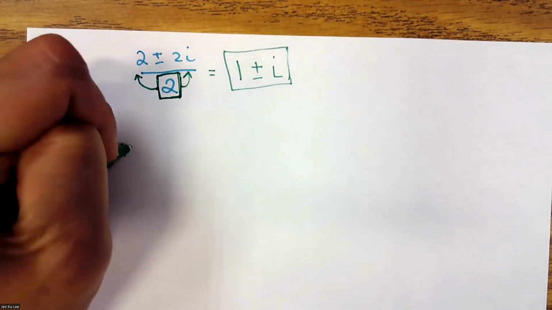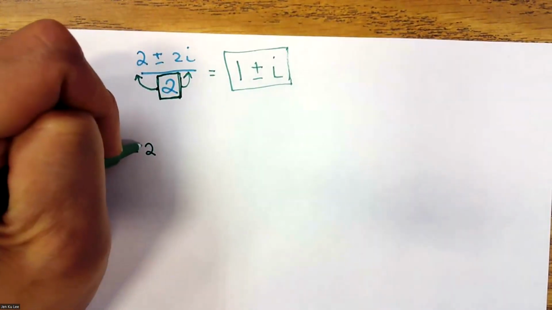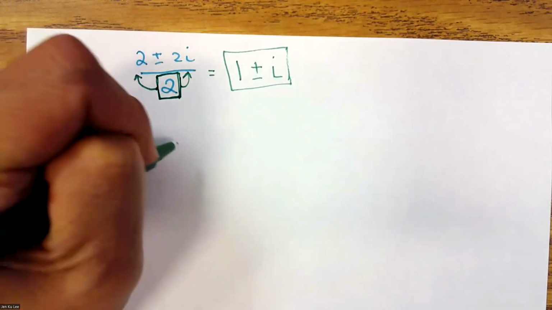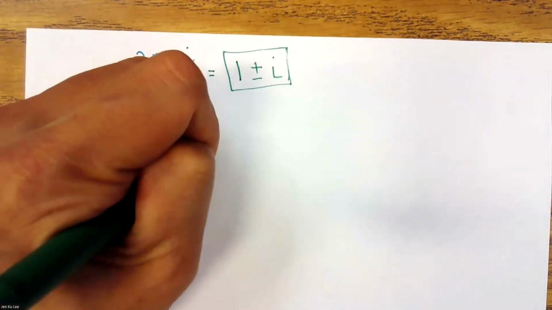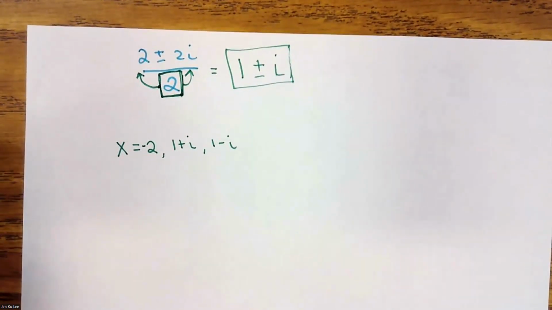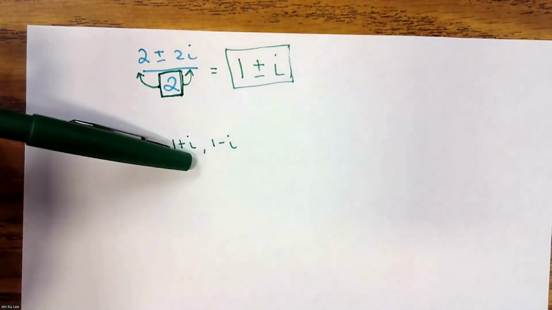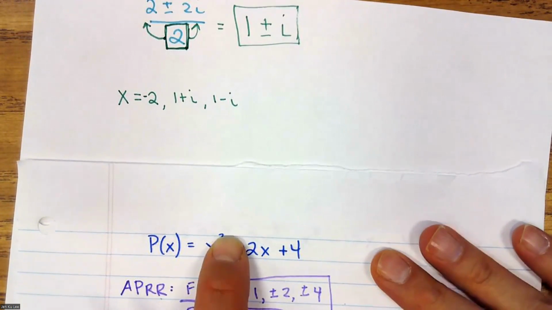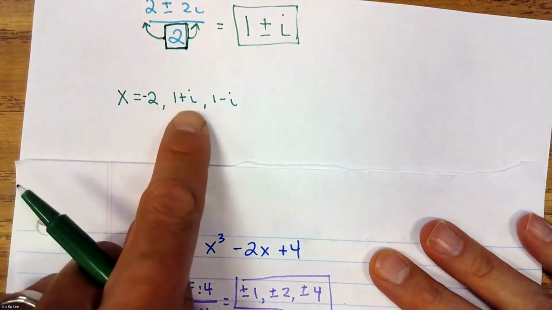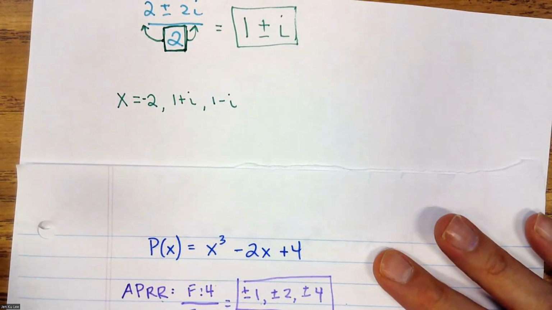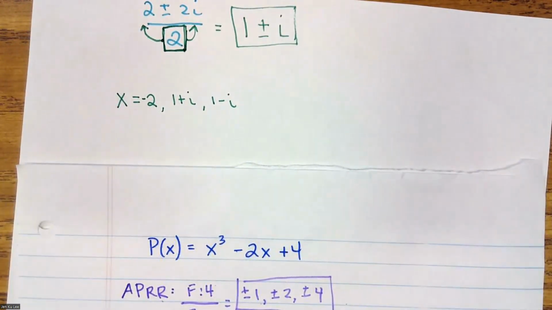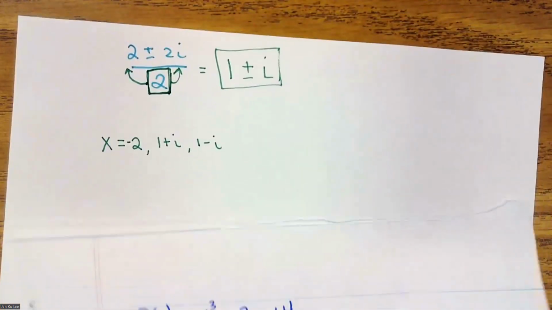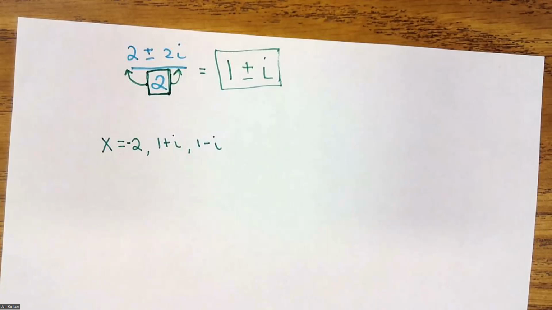So my zeros here are x equals negative 2, 1 plus i, and 1 minus i. Okay, there's 3 zeros: negative 2, 1 plus i, and 1 minus i. And check this out. The degree of this function is 3, and there are 3 zeros. So that's just a quick check on what you can do, right? To check if you have all the zeros, check the degree of the function, and make sure it matches up with the number of zeros you have. All right?